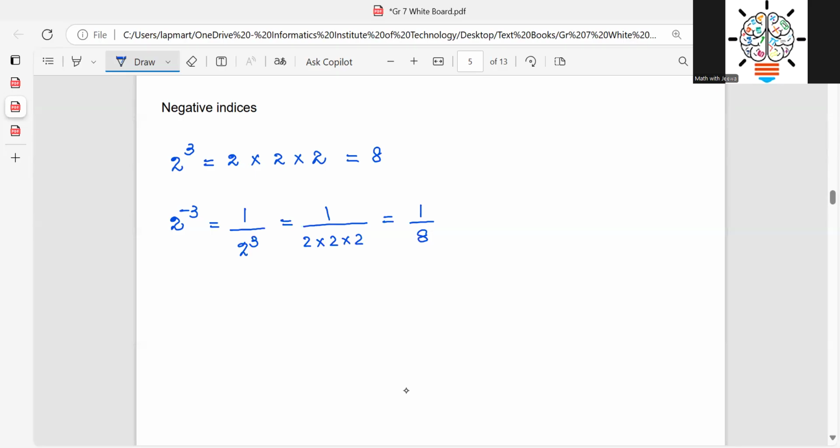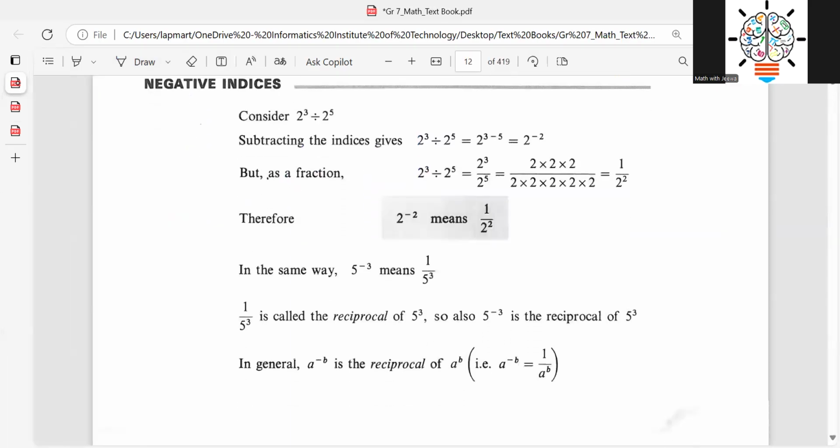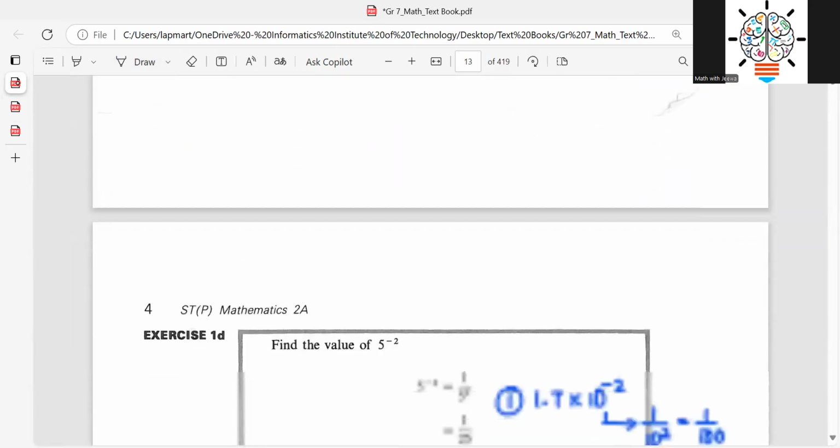So then when you write the reciprocal, you can't see the negative index form. So instead you have positive index 2 to the power 3. Then when you see 2 to the power 3, you know what to do. 2 times 2 times 2. So then the answer is 1 over 8. So then we'll see what else you want to discuss under this topic.